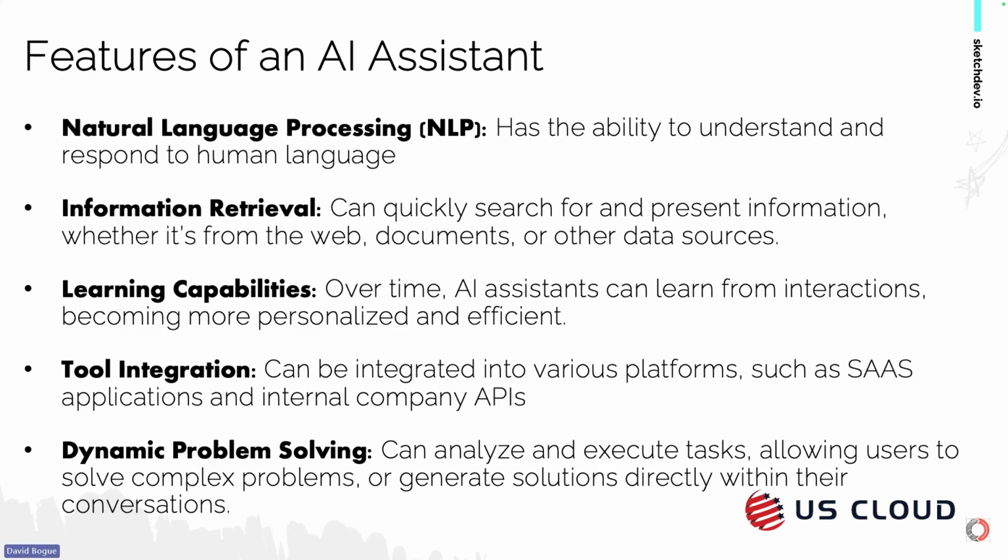It should have some tool integration. So if you want your assistant to do more than just respond with text, you need to integrate it with different APIs. These could be SaaS applications or your company APIs. So the AI could perform tasks for you or maybe get some real-time data feeds that it leverages. And then finally, some dynamic problem-solving capabilities. So if you ask a pretty complicated question of the AI, it should be able to create an execution plan and then execute on the tasks in that plan to come up with a solution.